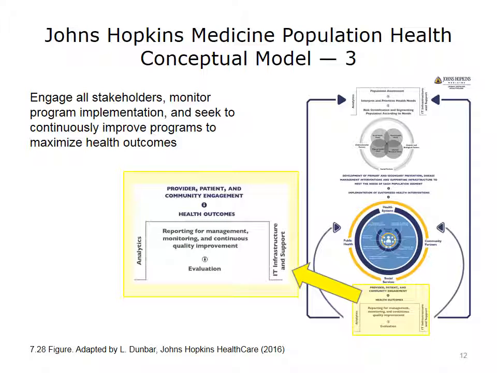So we've spent a great deal of time in our health systems, community, social services, and public health interventions parts of our conceptual model. And now we move to the very end of our conceptual model, to where we are engaging stakeholders, monitoring program implementation, and seeking to continuously improve programs to maximize health outcomes. And in this section, which is highlighted on the left, the stakeholders are our providers, our patients, and the community. And we try to engage with them so that we can record and produce better health outcomes for the population, as well as for subpopulations.